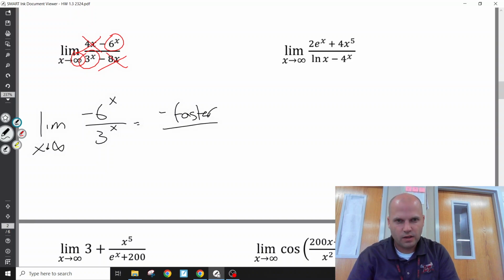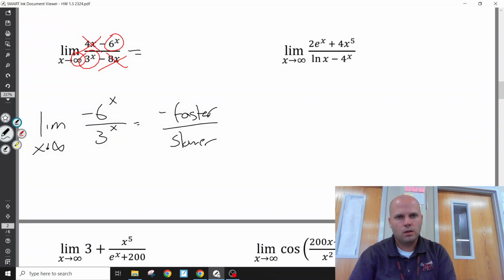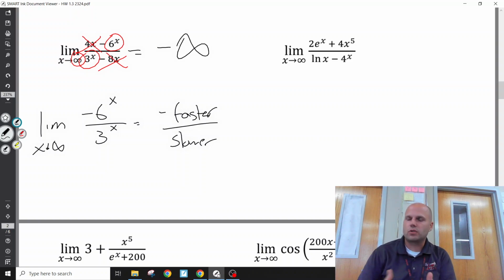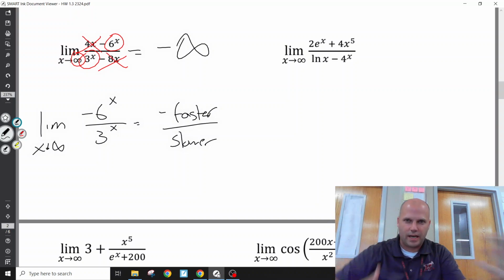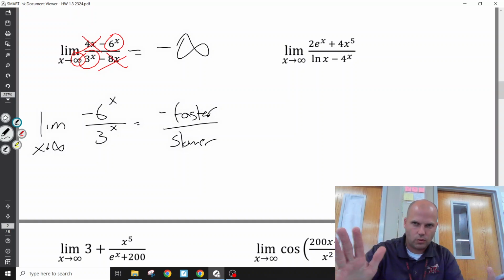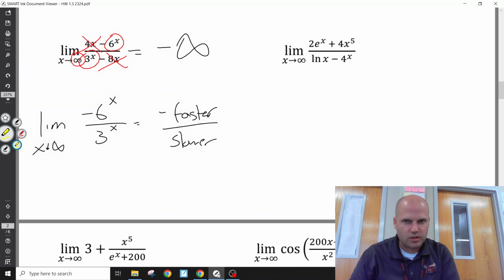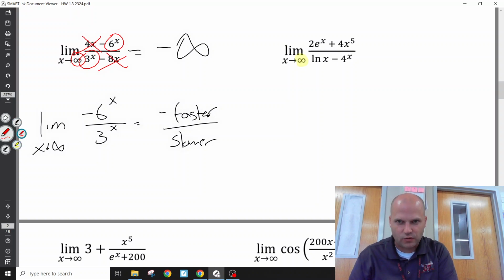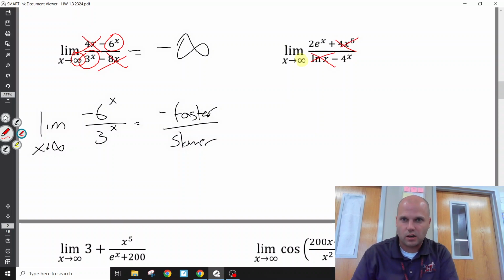Plugging in infinity. Negative faster. Positive slower. Faster over slower. Bigger and bigger values, bigger positive values or bigger negative values. Cool. Same deal. Plugging in positive infinity, the exponential functions are super fast. Log function, the slowest.